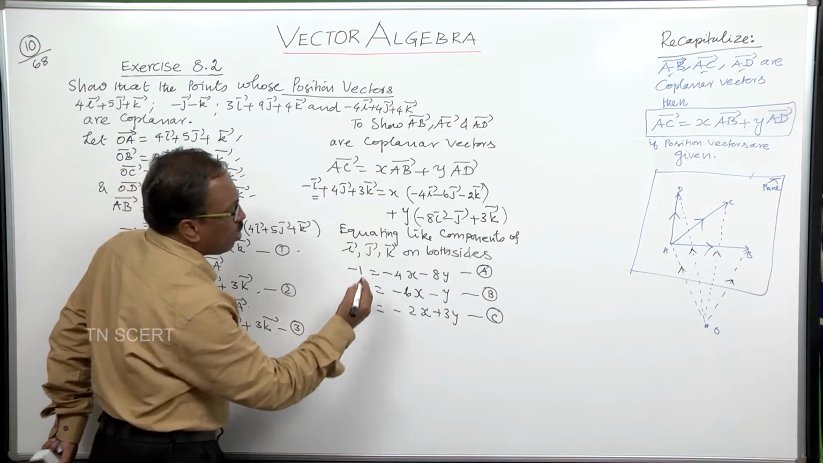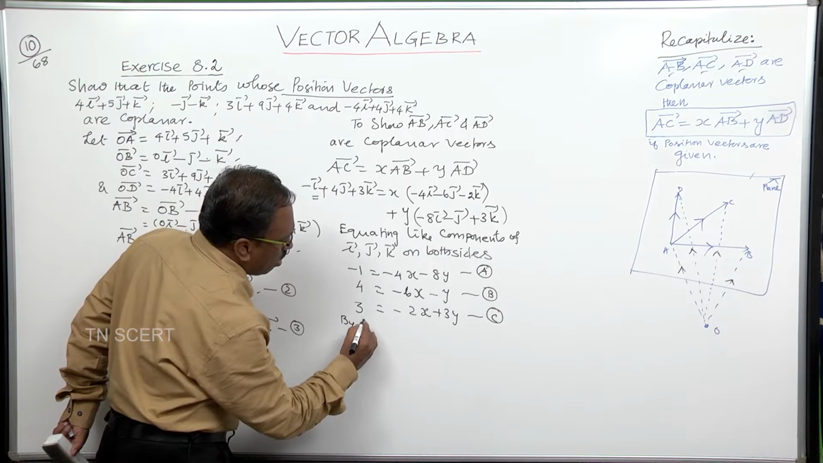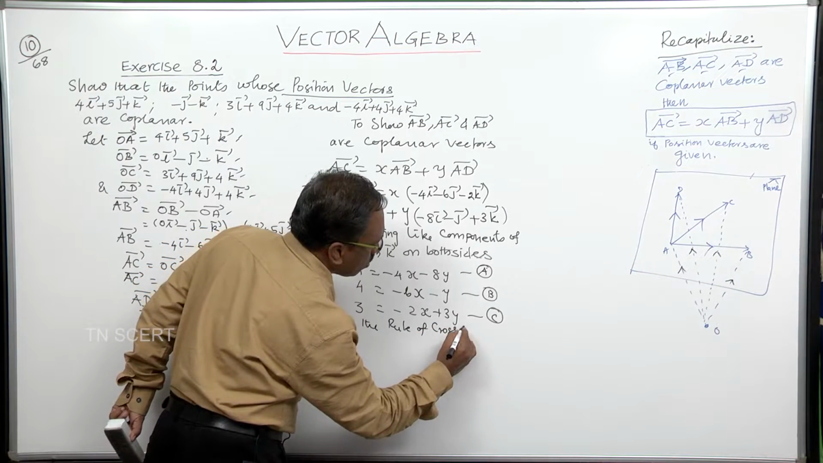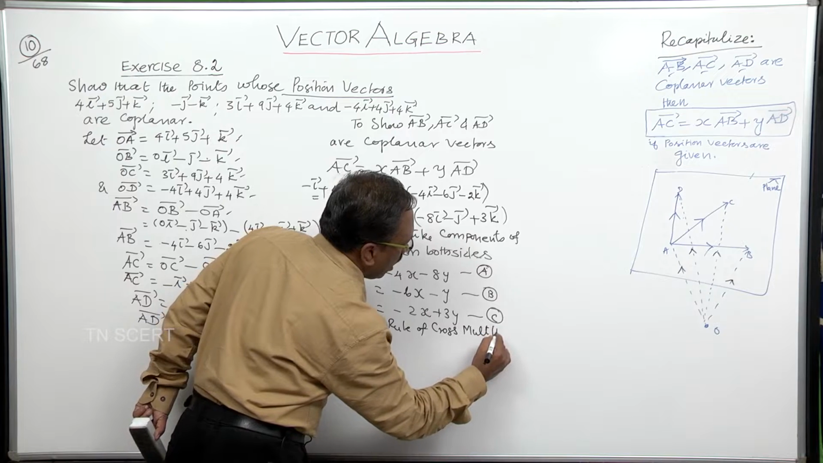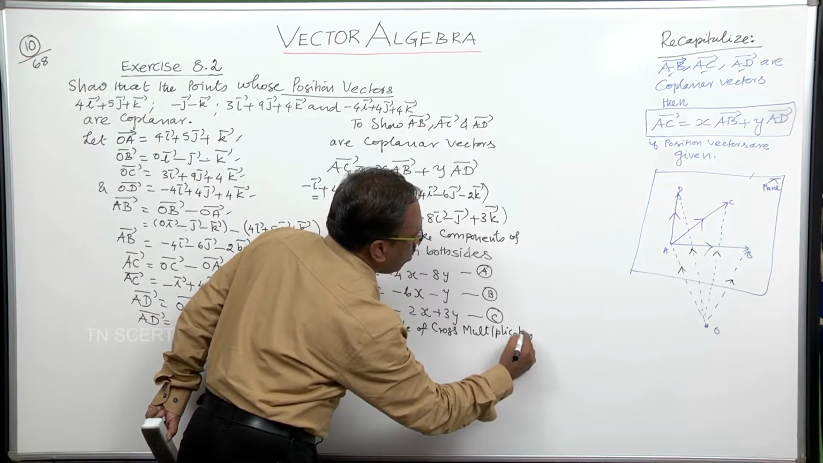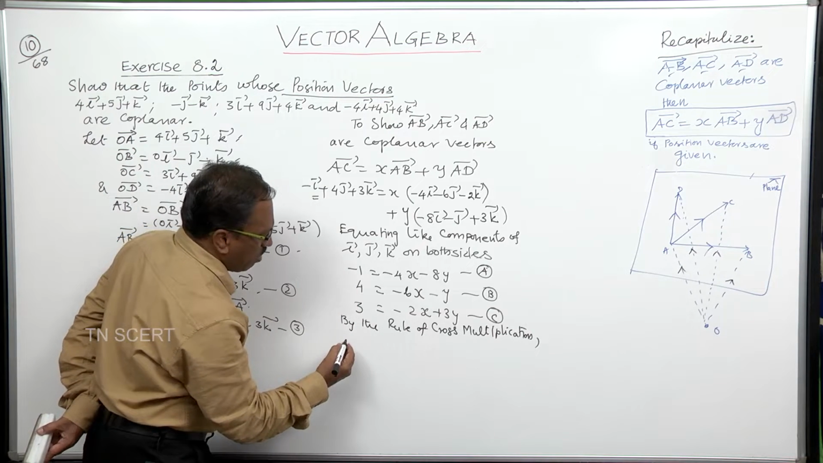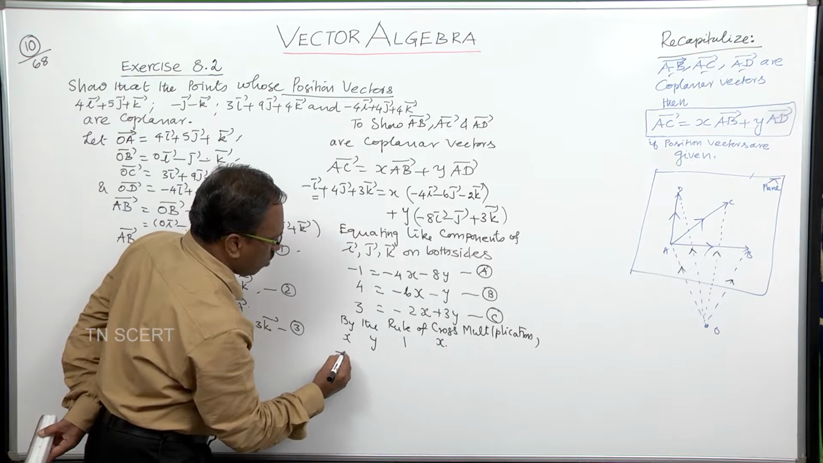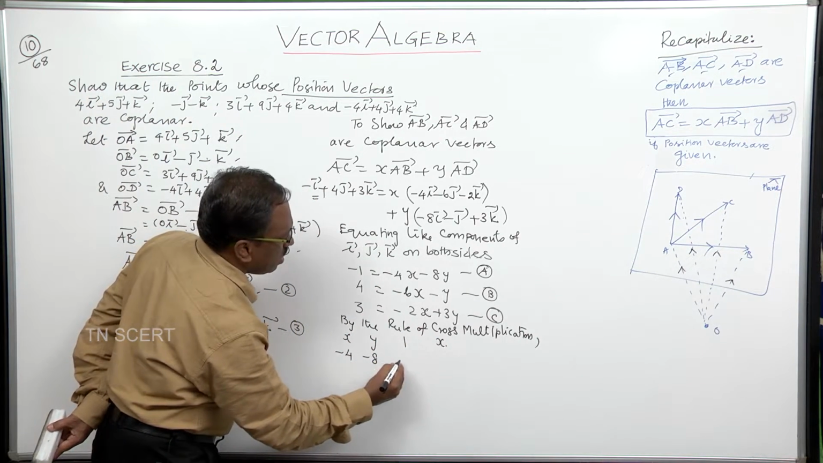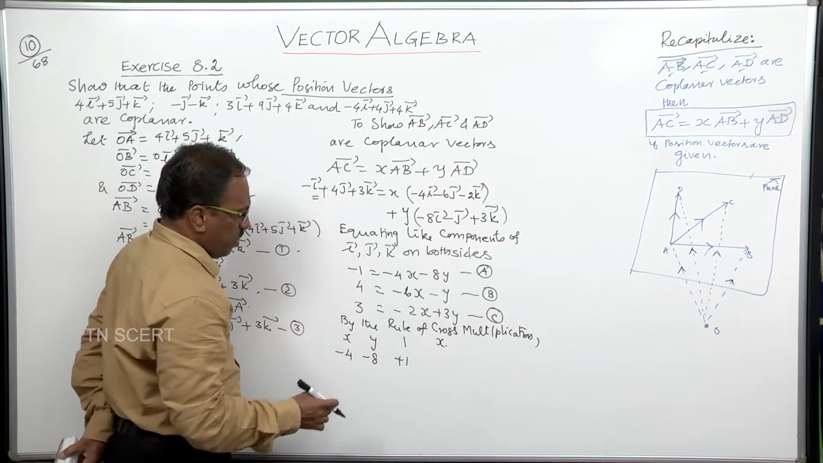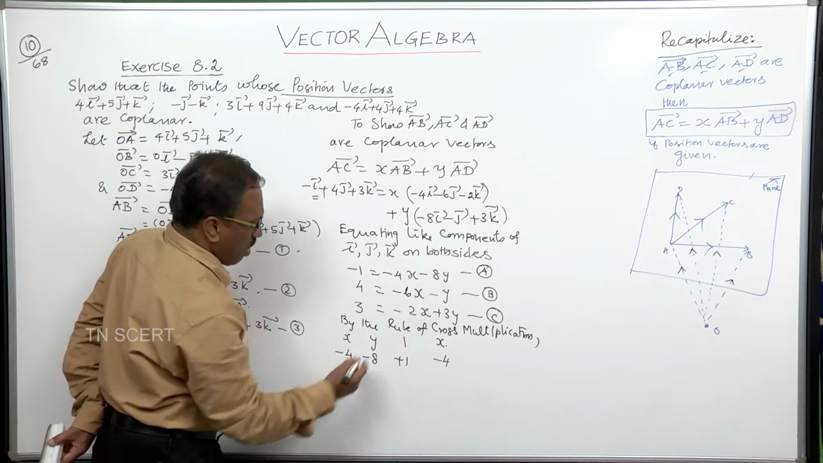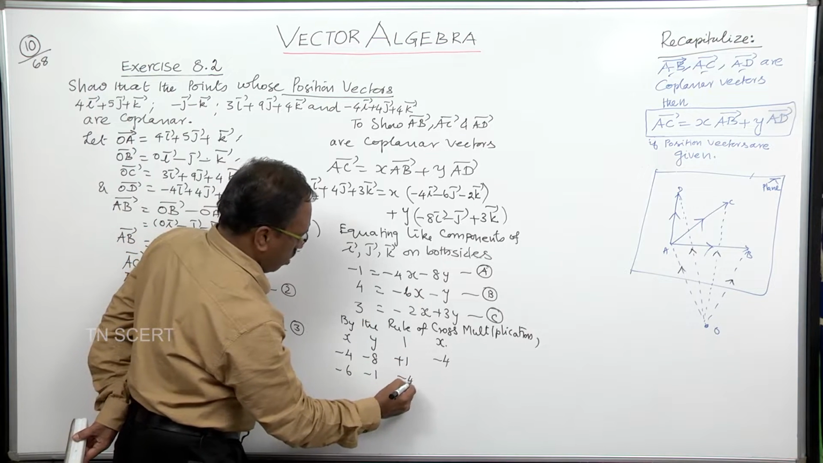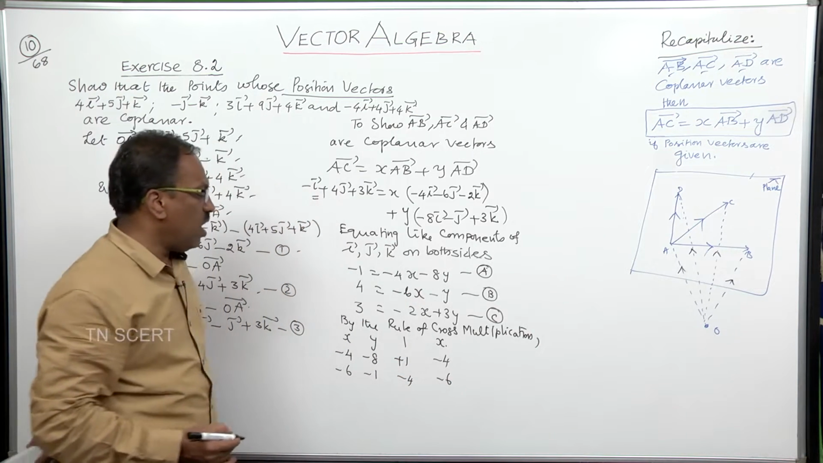Let us start by the rule of cross multiplication. Any method you can solve it. You know so many processes for x and y. Here I am taking x, y, 1 and then x. Here minus 4 and then minus 8, then plus 1, because I brought it to one side. Then again it is minus 4 and minus 6 and then minus 1 here and then minus 4. Once again we repeat the value of x.